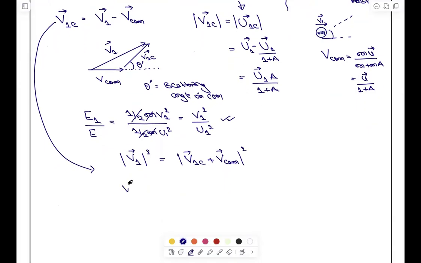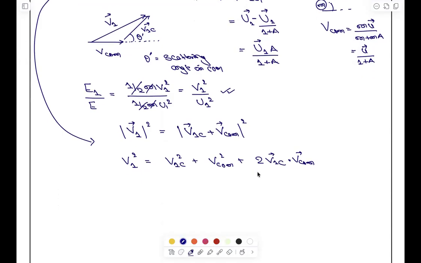So what you can write here? It will be v1 square. It will be v1c ka whole square plus v center of mass ka whole square plus it will be 2v1c dot v center of mass. Simple vector. Now what is the angle between this v center of mass and v1c? It is theta dash. So we can again write that it is nothing but 2v1c into v center of mass into cos theta dash. This is what we can write here.